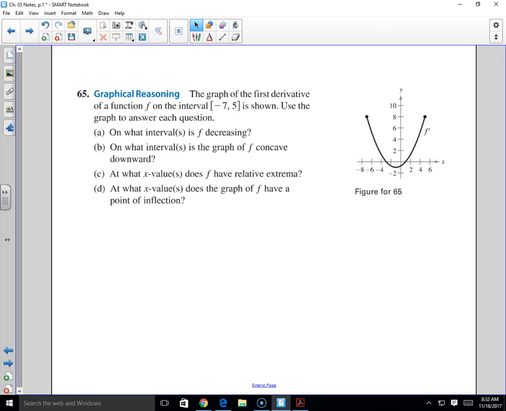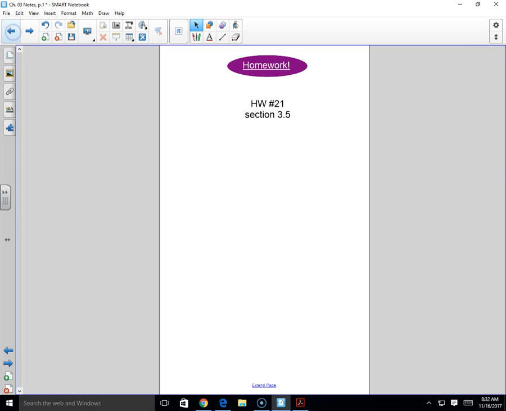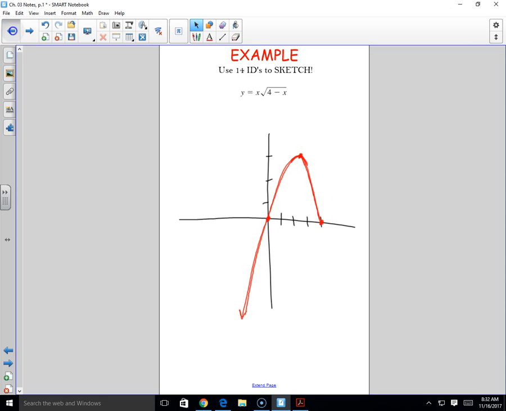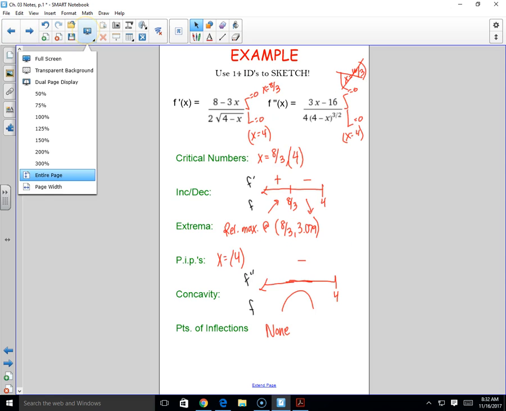Okay, let's pause for just 1 second. Section 3.5, when you guys were doing that, what ideas did it review? Crits and points of inflection. Everything. Now, I did mention that there is going to be a problem similar to this, or I guess it's similar to all of them.